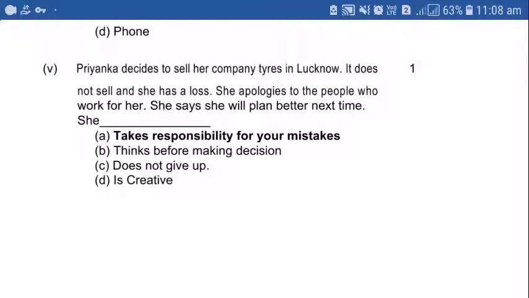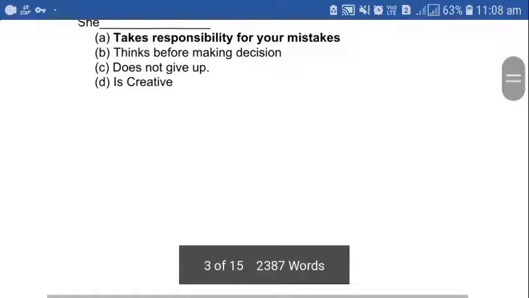Question number 5. Priyanka decides to sell her company's tires in Lucknow. They do not sell and she has a loss. She apologizes to the people who work for her. She says she will plan better next time. See what? Options A, B, C, D: takes responsibility for your mistake, thinks before making decisions, does not give up, is creative. So option A is the right answer.